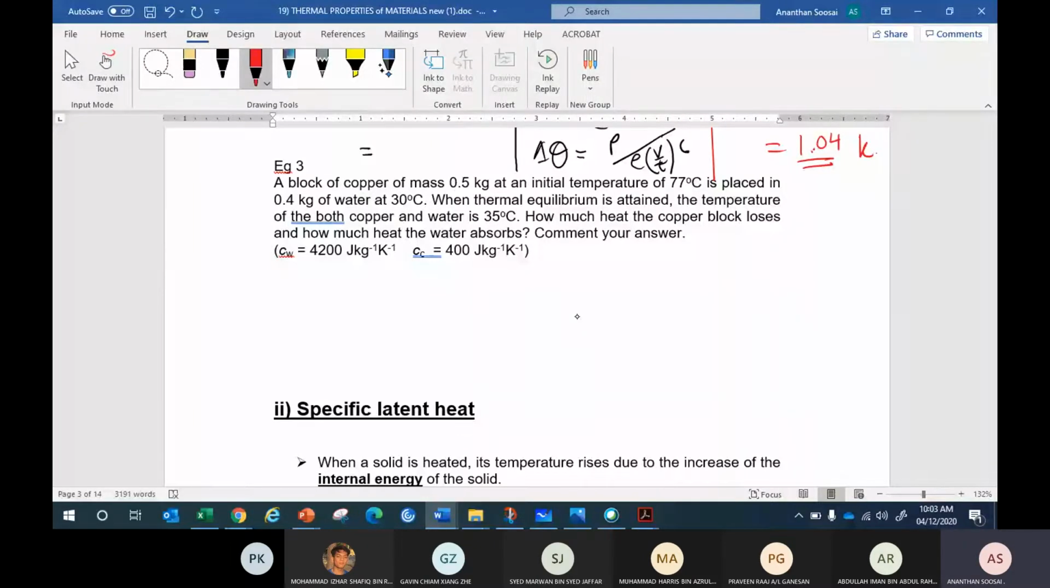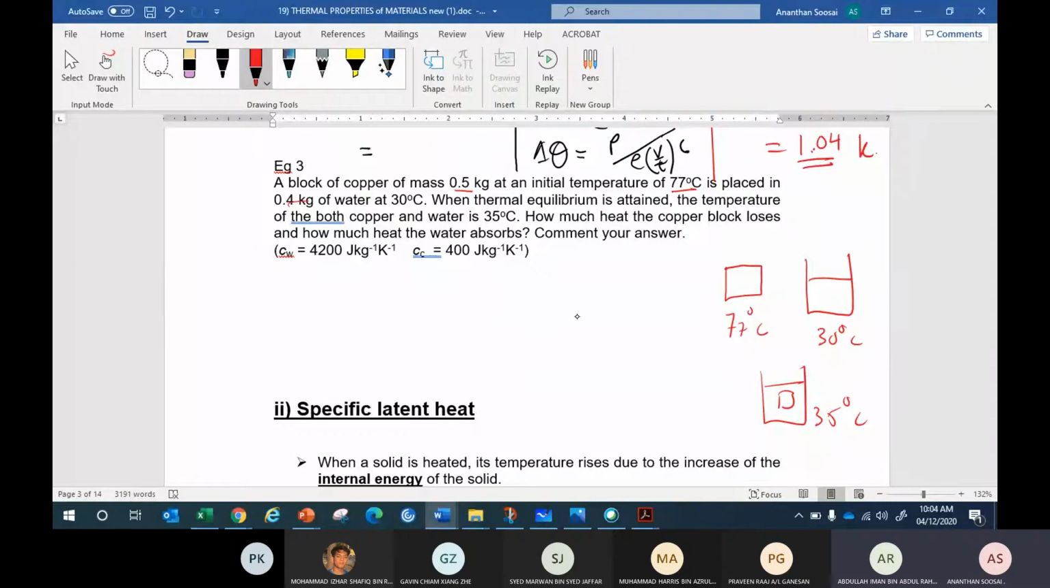A block of copper of mass 0.5 kg at an initial temperature of 77 degrees Celsius is placed in 0.4 kilogram of water. So the block at 77 degrees Celsius was placed in a beaker of water at 30 degrees Celsius. When thermal equilibrium is attained, the temperature of both copper and water is 35. After they are placed together, the temperature becomes 35 degrees Celsius. How much heat does the copper block lose and how much heat does the water absorb?